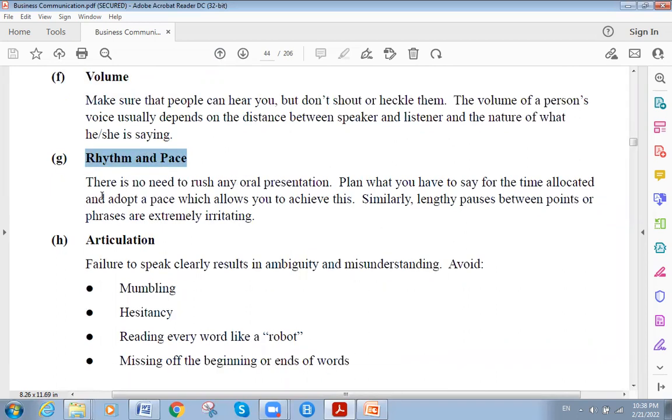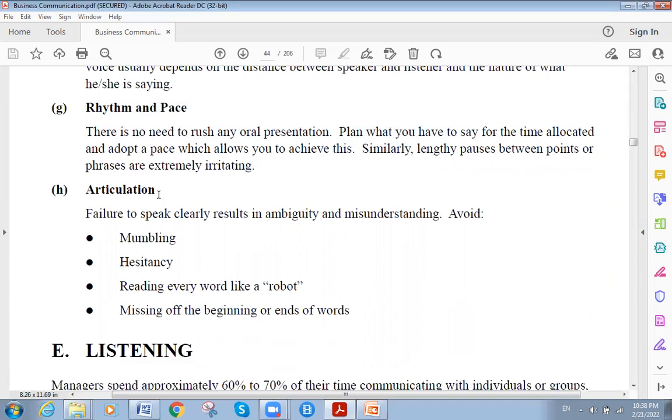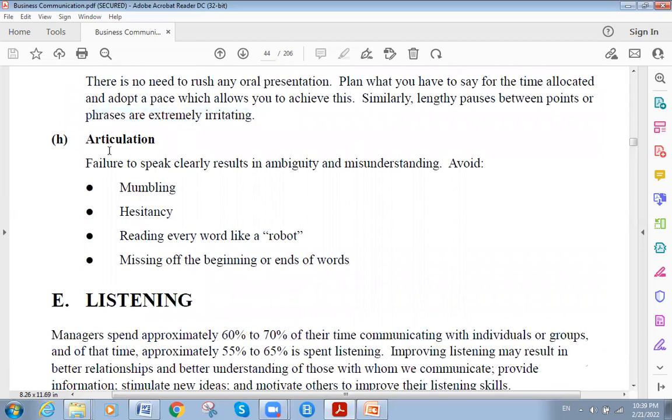Rhythm and pace. There is no need to rush any oral presentation. Plan what you have to say. Lengthy pauses between points or phrases are extremely irritating, so take care of this point. Plan what you have to say and the time allocated, and adopt a pace which allows you to achieve this. How about the articulation?